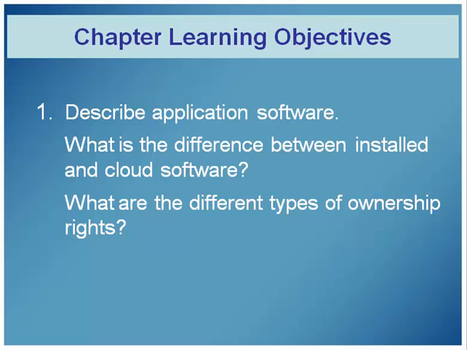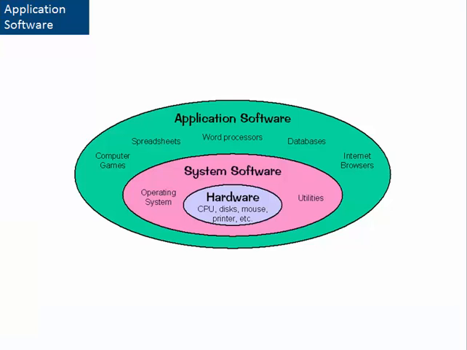Describe application software. What is the difference between installed and cloud software? And what are the different types of ownership rights? So, describe application software. Application software is the software that you use as a user to do the things that you want to do.